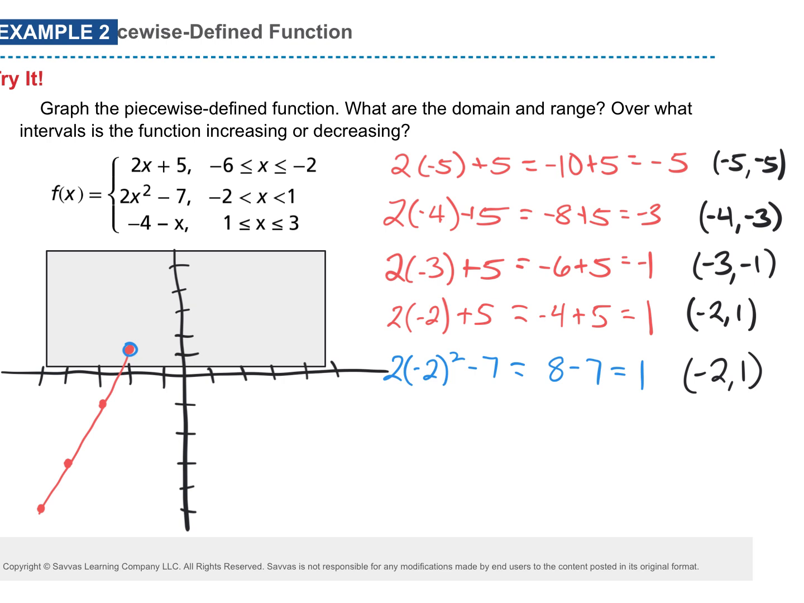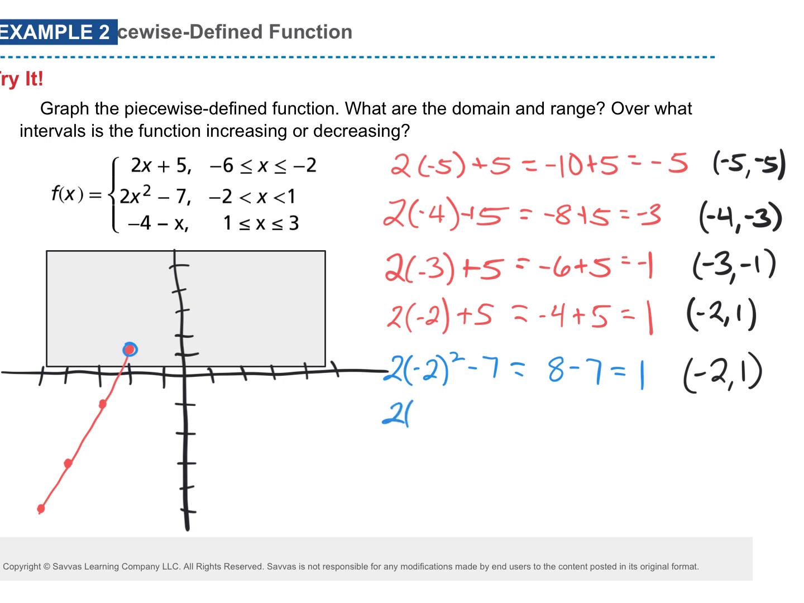What's my next x value? Negative 1. Which interval does negative 1 fall into? It is 2, because negative 1 is in between negative 2 and 1. So since I picked this interval, I plug it into that second one.